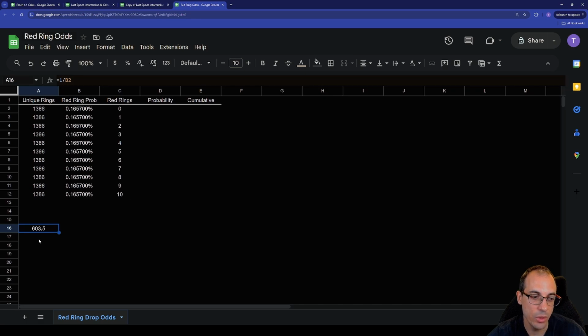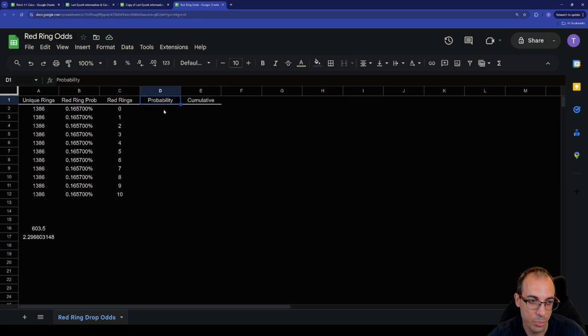rings. And even with the knowledge of this expected unique ring per red ring drop, we can already tell that with 1,386 unique ring drops, we should anticipate around 2.3 red rings. So we already know that 4 red rings dropping from this many unique rings was fortunate. But exactly how fortunate? Let's figure this out.